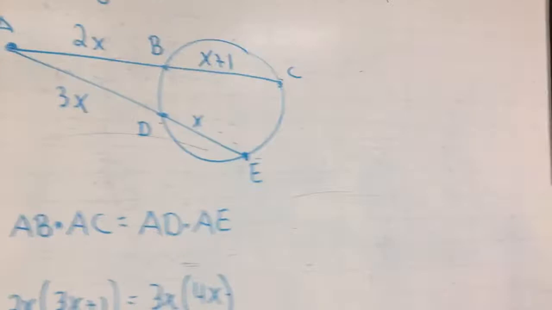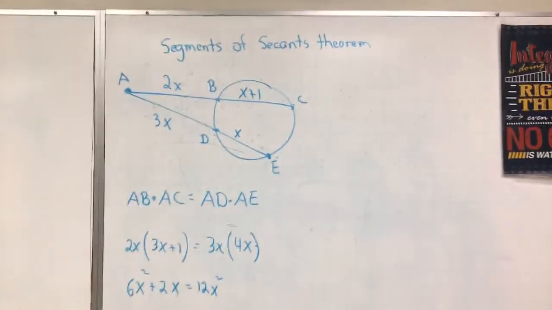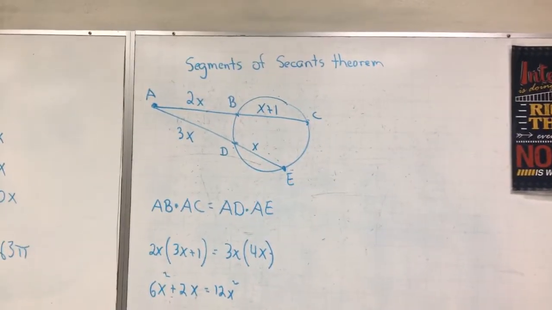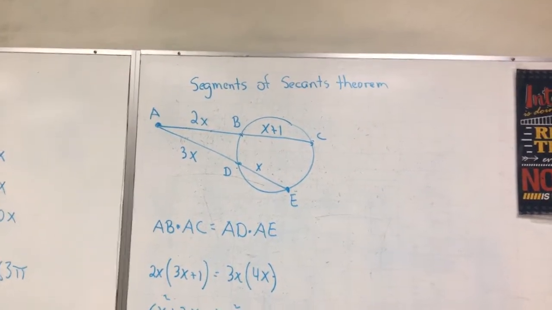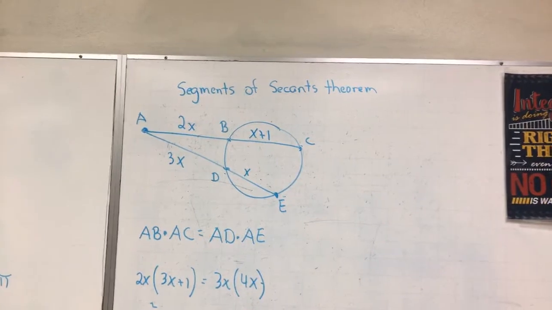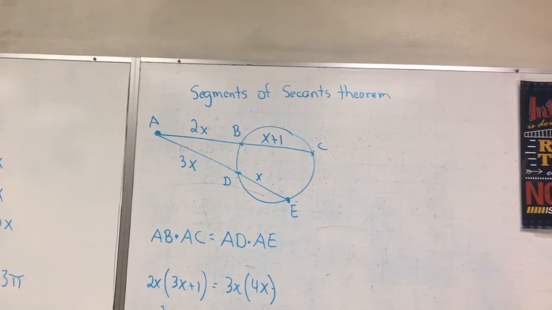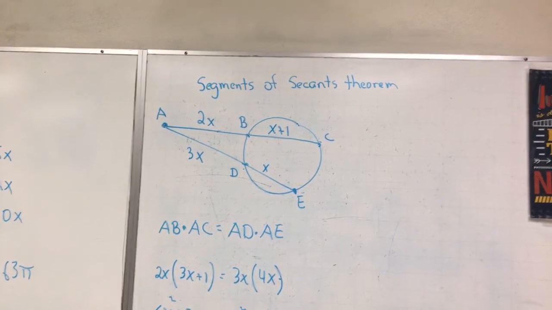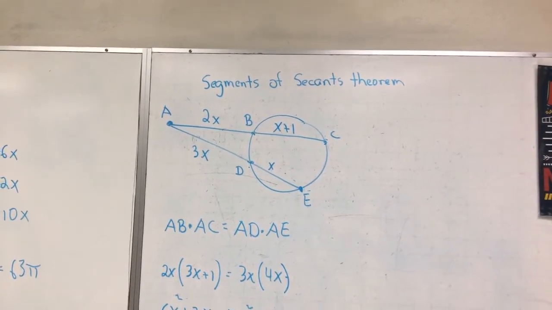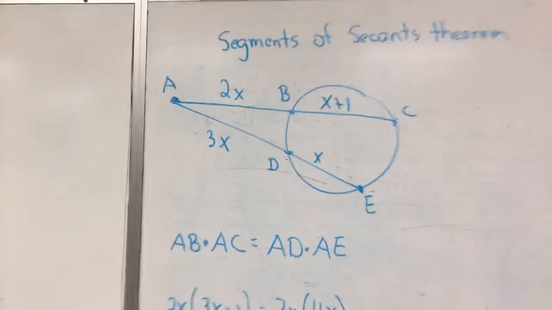All right, next time we'll look at the segments of secants theorem. I think this is on page 571-ish of your book, somewhere in that neighborhood. And it tells you that if you have a circle, and you have a point outside that circle, and you draw a couple of segments, secants, okay, that there's a relationship between the four segments created. I have four chunks, all right?